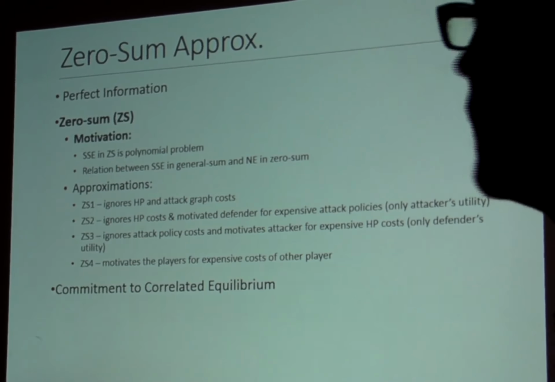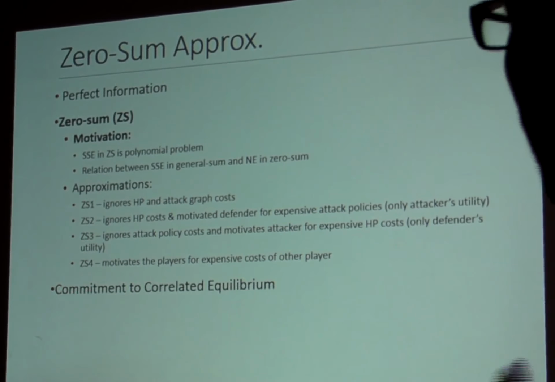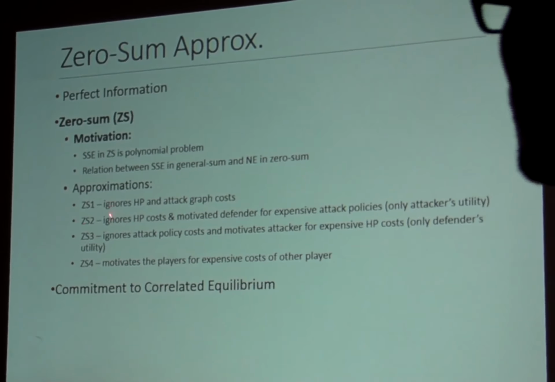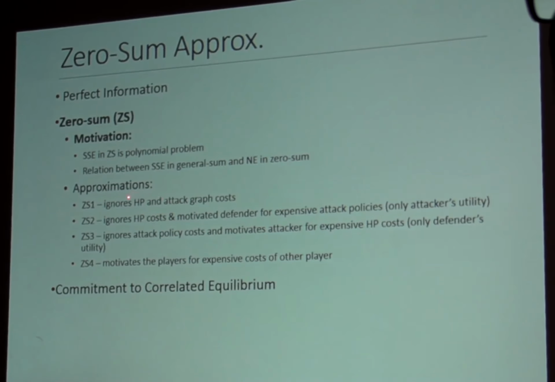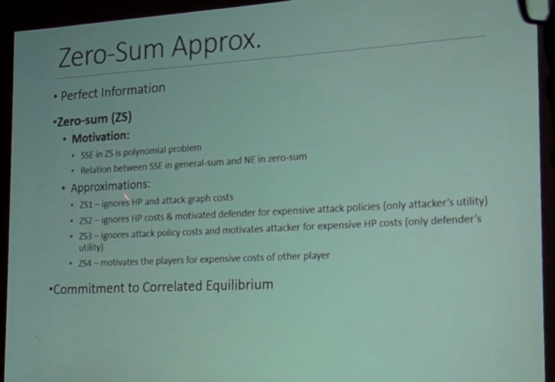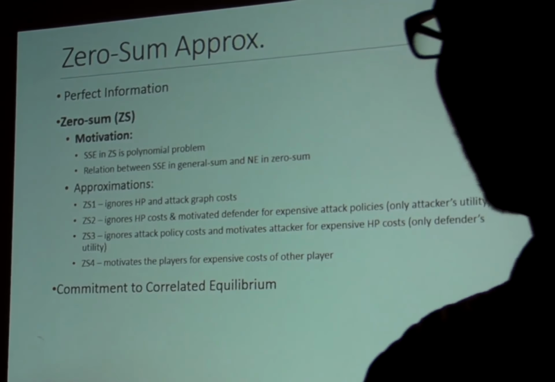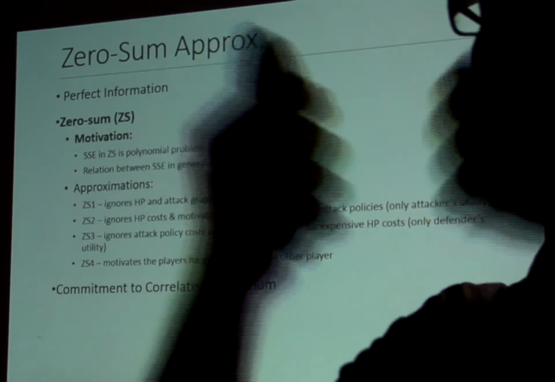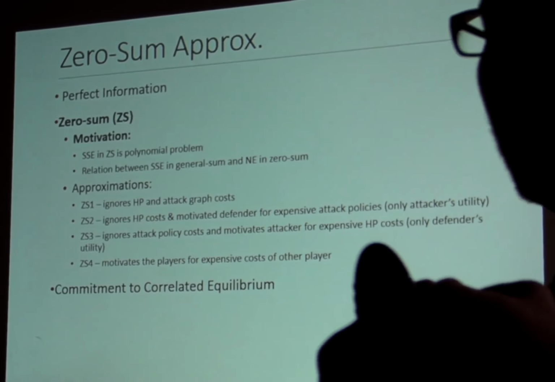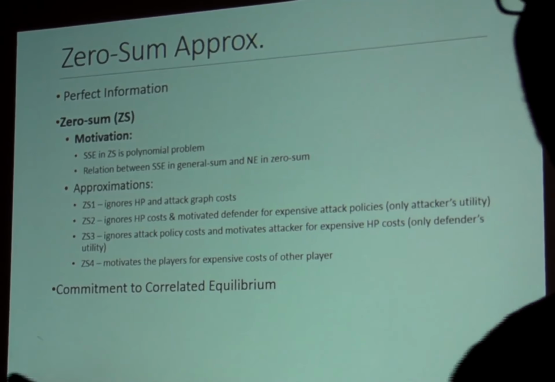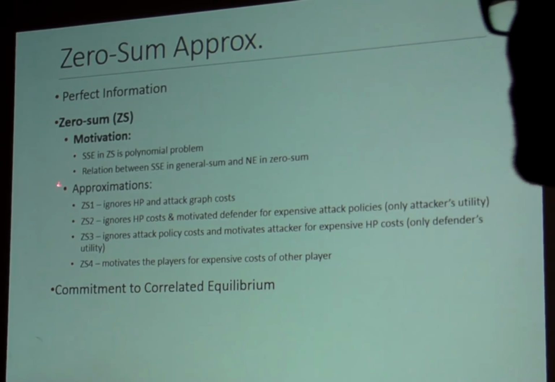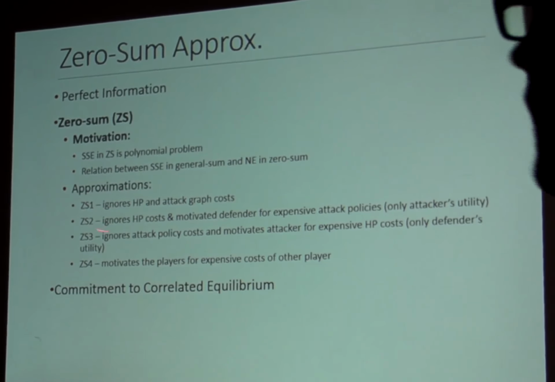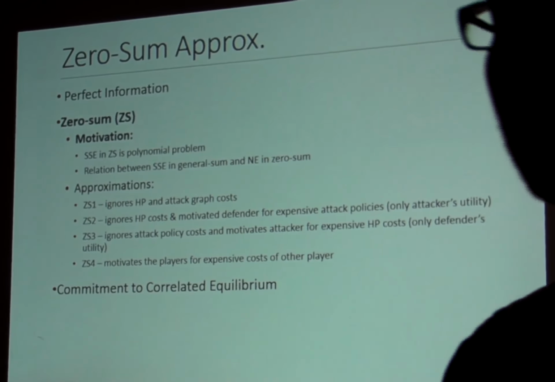The second was the zero sum, and here are the 4 possibilities for how we created the zero sum. One was that the defender ignores his cost for the honeypot, and the attacker ignores his cost for the attack graph. So we only consider the expected rewards of the attack graph. Then that's a zero sum game. That's already a zero sum, yes. So this is one of the possible zero sum games, and we had 4 different possibilities for how to create a zero sum game.